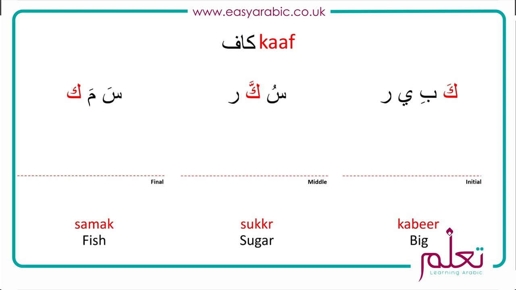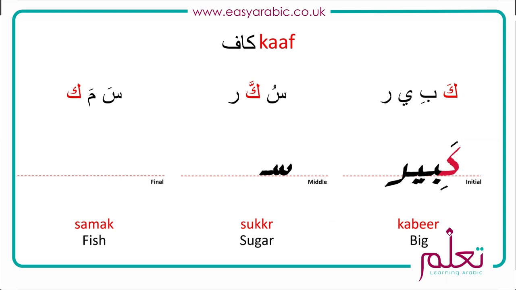Next we have the letter Kaf. So the first word is Kabir. So it's the Kaf. We have the letter Ba. The letter Ya. And the Ra. Kabir.